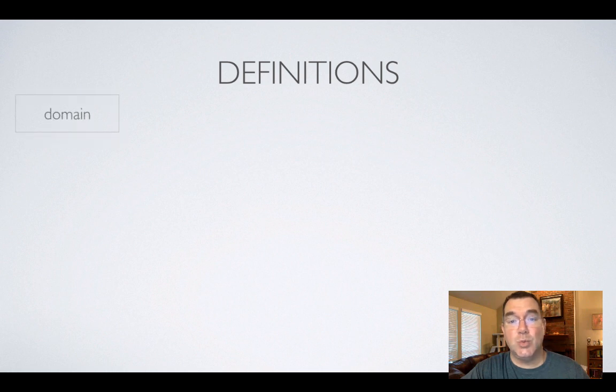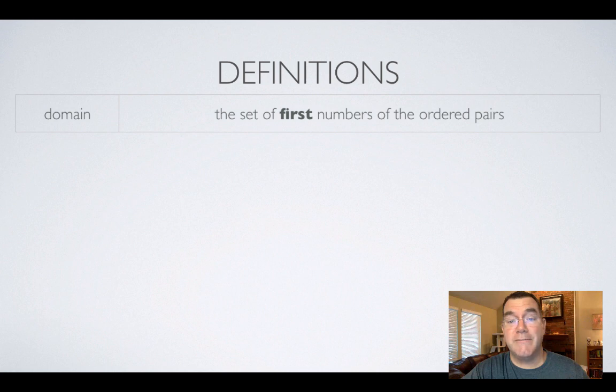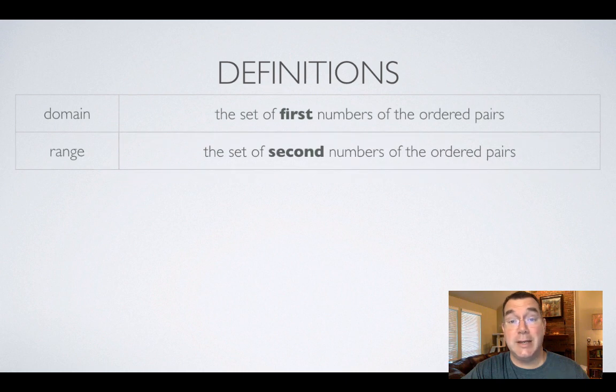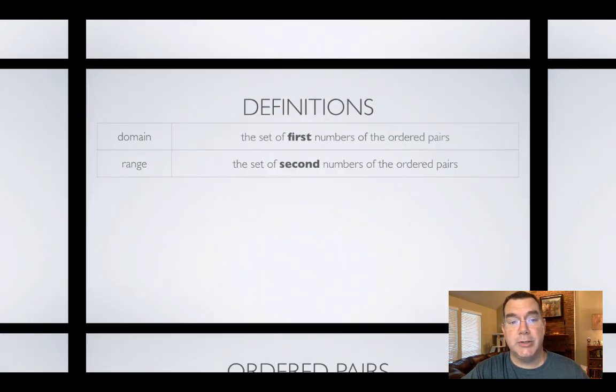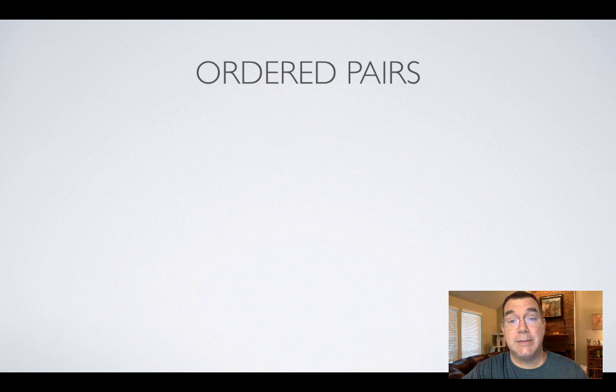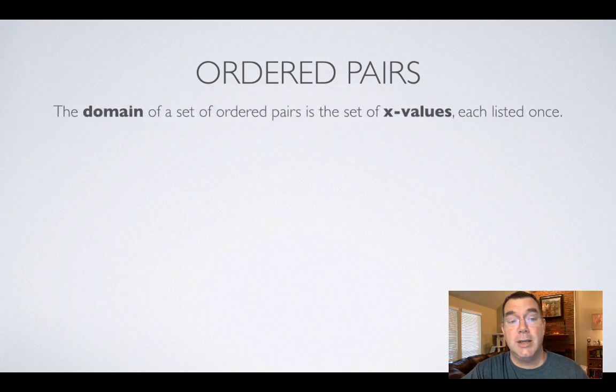The first thing is, what is the domain of a function? Well, the domain of a function is going to be the set of the first numbers of ordered pairs. And then the range is obviously then going to be the set of second numbers of those ordered pairs. All right, so let's look at some examples of ordered pairs.